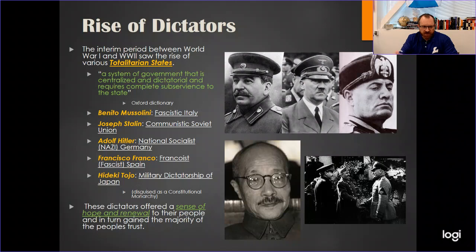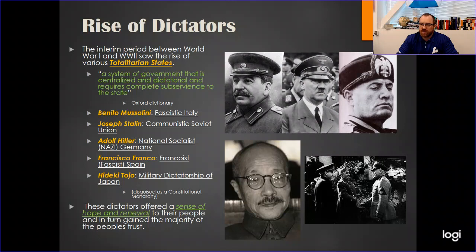Francisco Franco, fascist. And Hideki Tojo, the military dictatorship of Japan, that's officially what it is. But if you compared it to what we just talked about with the ideas, Japan was quite fascistic, leading into World War II. Now, all of those areas, whether it's Italy, Soviet Union, Germany, Spain, and Japan, we consider these to be totalitarian states. And you see a definition of totalitarian state up there. A system of government that is centralized and dictatorial and requires complete subservience to the state. If you notice, the ideas we talked about, socialism, communism, and fascism, all lead towards that idea.